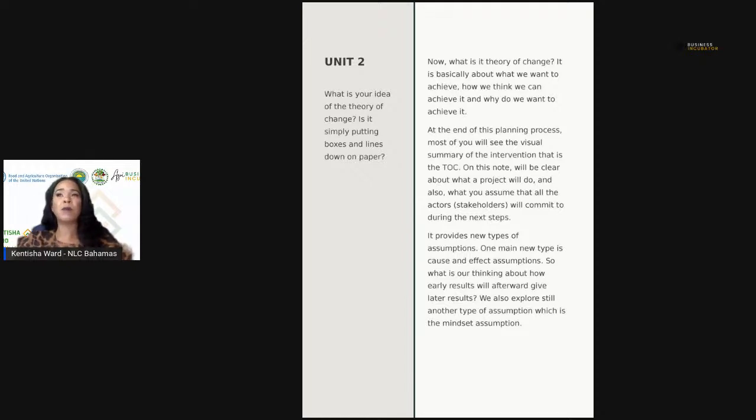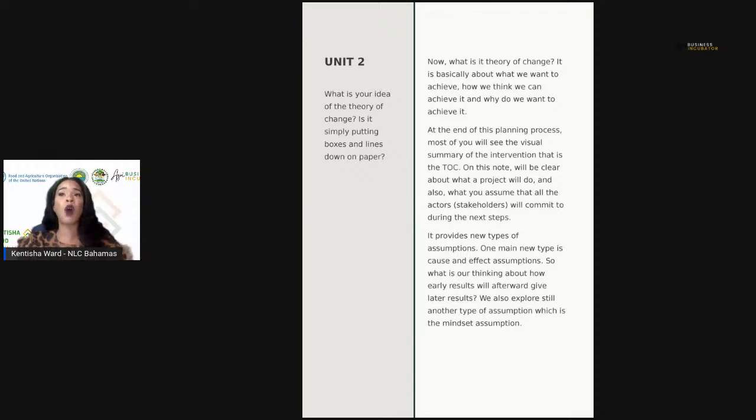At the end of this planning process, or this pre-incubation process, most of you will be able to see a visual summary of the intervention, what is called the theory of change. On this note, let's be clear about what the project will do and also what you assume that all the actors, maybe the people who you have to interact with in your business, will commit to during the next steps. Also, this Model C Canvas and theory of change provides new types of assumptions.